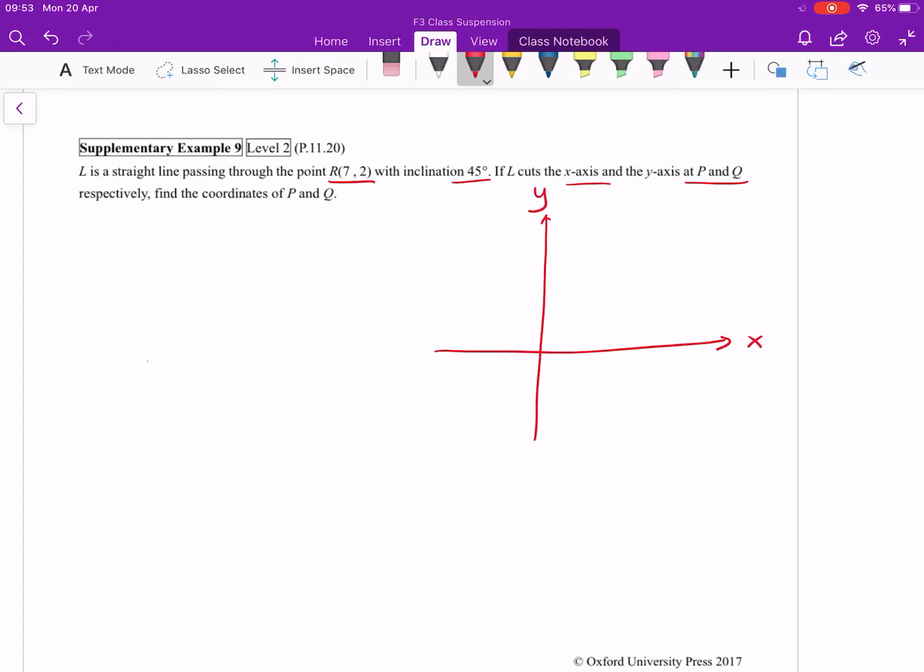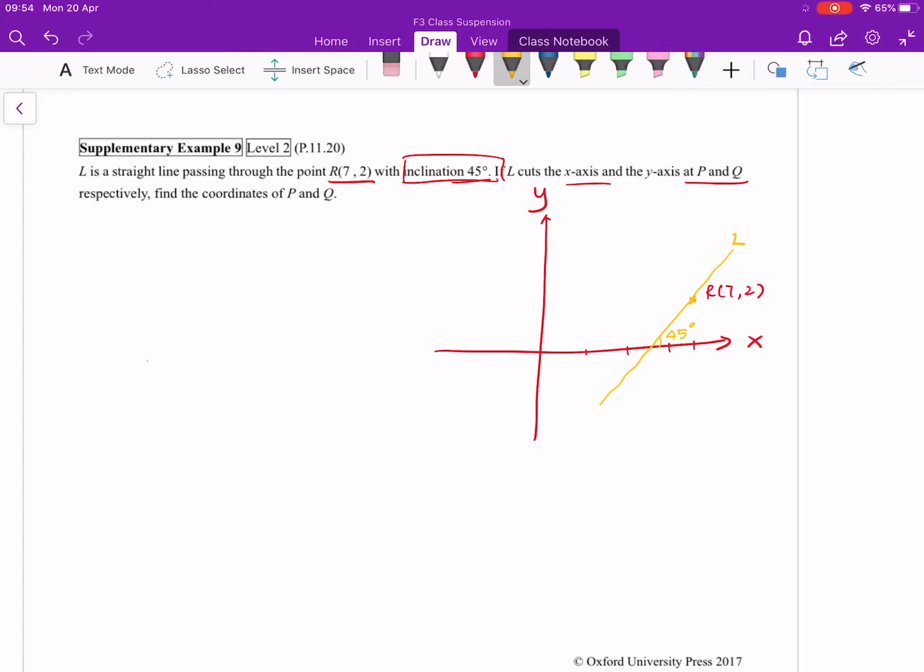So you may first draw the axis, and then 7, 2. So let me use 2, 4, 6. So about here is 7. Go up for 2 units. So 7, 2 should be somewhere here. A rough position of R. And then with inclination 45 degree means you have to draw L that passes through this point R and makes 45 degree with x. Okay, so the position of L should be something like this. So this is L, and then L cuts the x-axis and y-axis at P and Q.